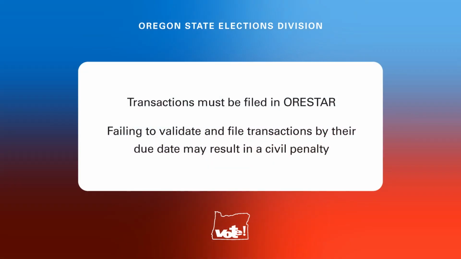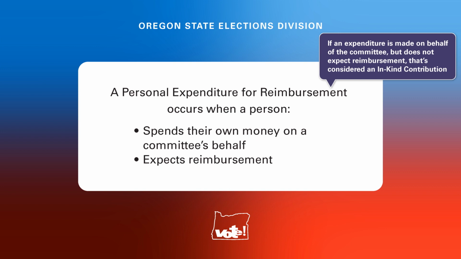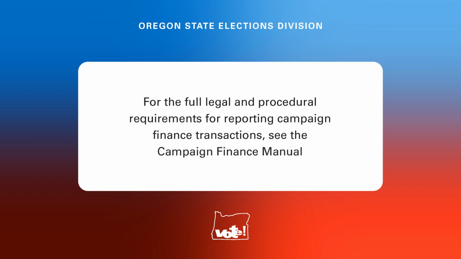All campaign finance transactions must be validated and filed in the ORESTAR elections reporting system. Failing to validate and file a transaction by the transaction's due date may result in a civil penalty. A personal expenditure for reimbursement occurs when a person spends their own money on a committee's behalf and expects reimbursement. For the full legal and procedural requirements for reporting campaign finance transactions, see the Campaign Finance Manual.